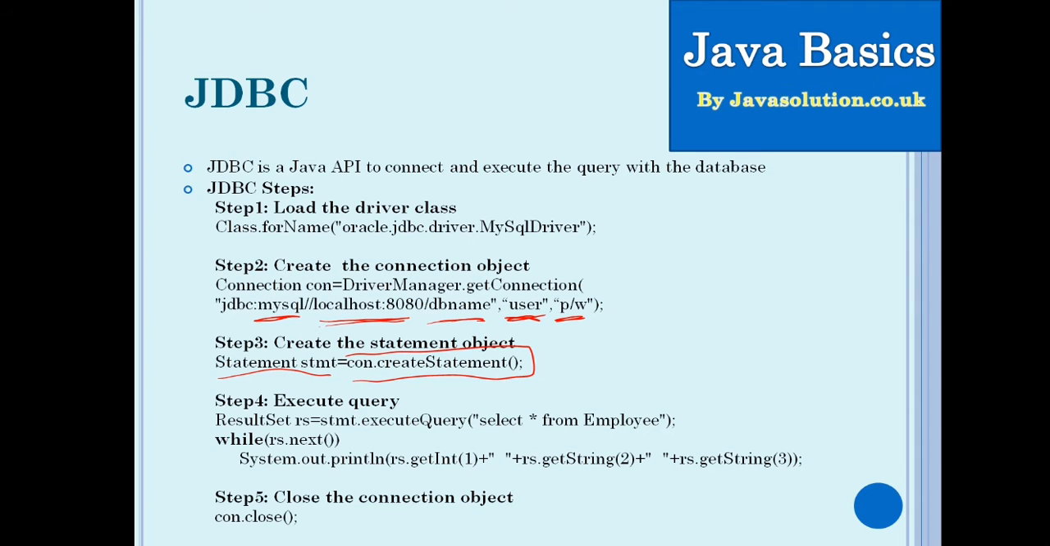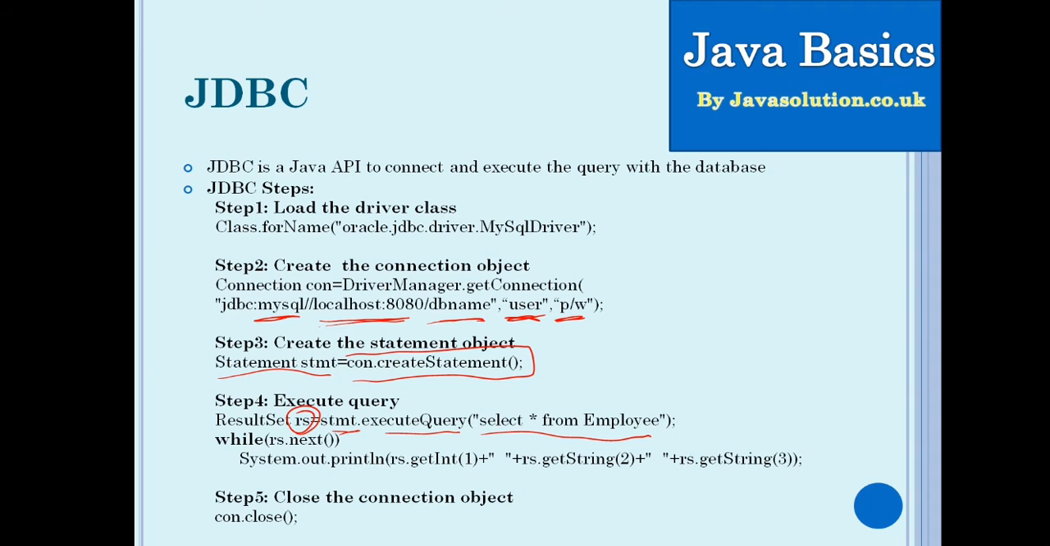And then step 4 is we need to execute that query. So we say ResultSet. Whatever the result is coming back from the query, that needs to be stored into the result set. And then we say statement.executeQuery, and then we specify the query we normally specify in SQL, say select star from employee, which means get everything from the employee table. And then we're going to get a result.